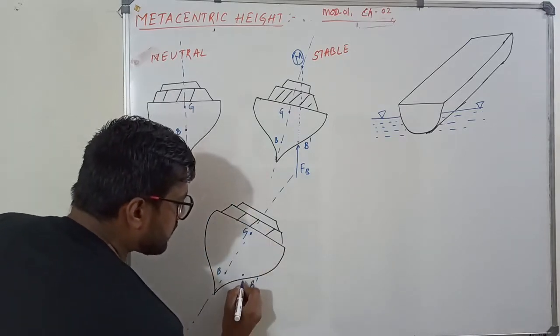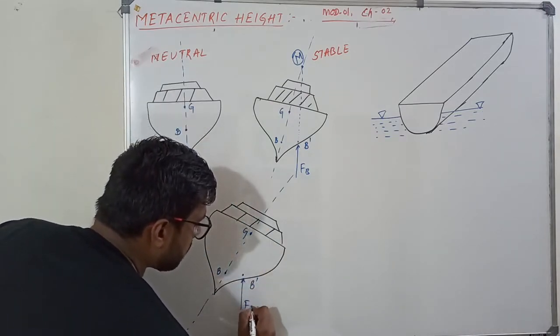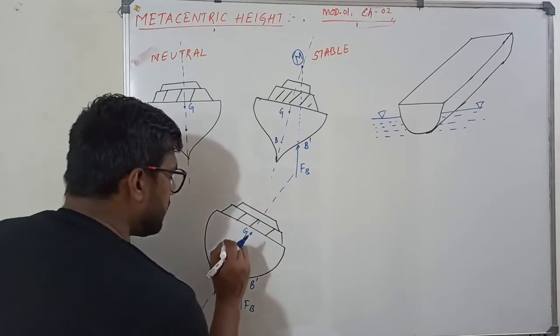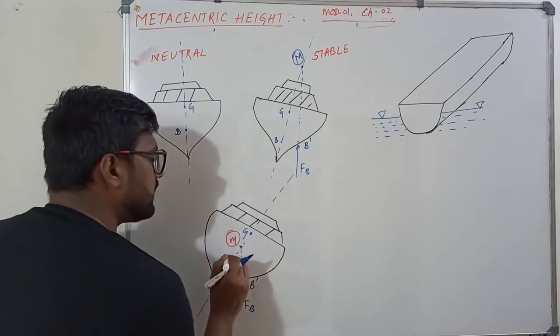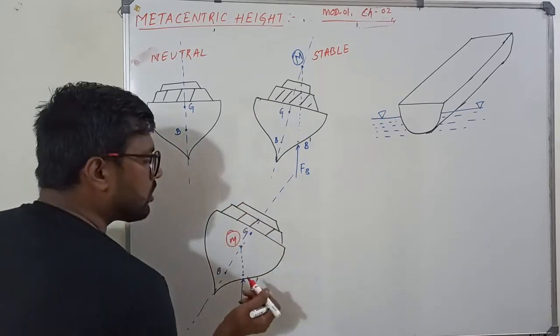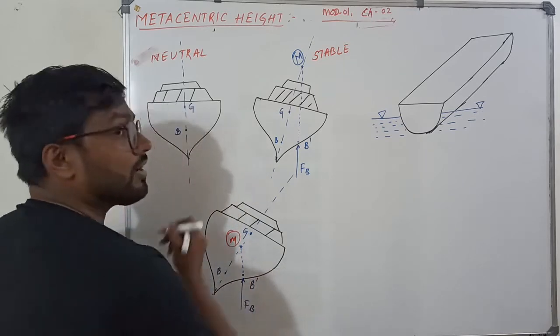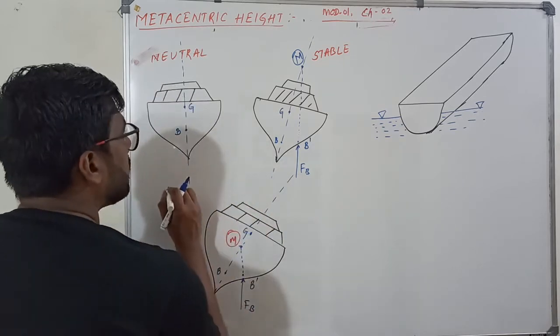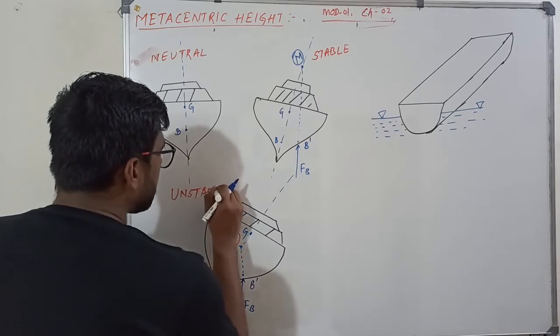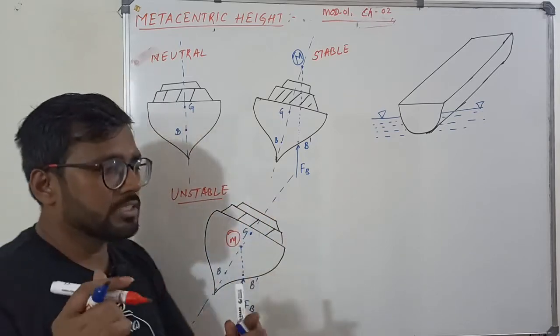Now, in this case, this is the line of action of the buoyancy force. This line of action of the buoyancy force meets somewhere here. This is my metacenter. In such a case, the metacenter is below the centroid. So there will be an overturning couple, and we call it unstable equilibrium. Okay, this is what we have studied.